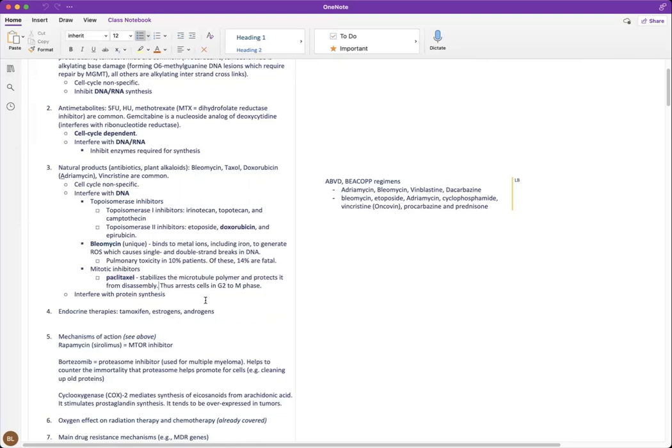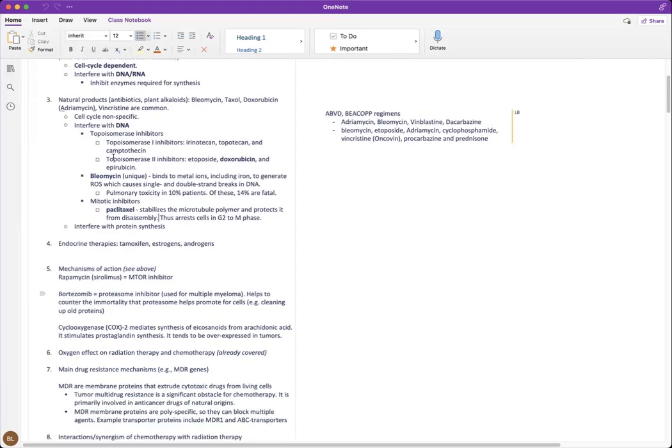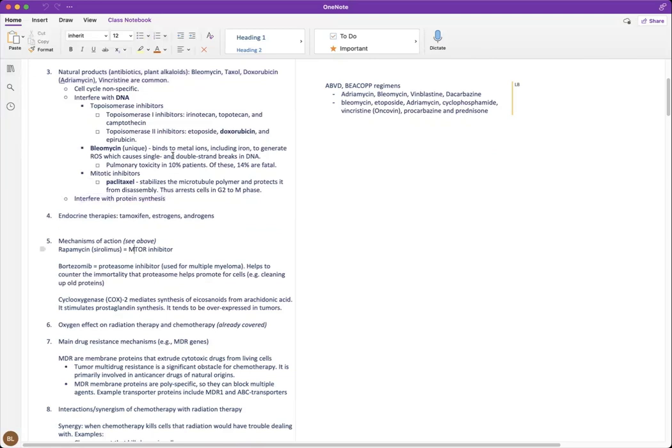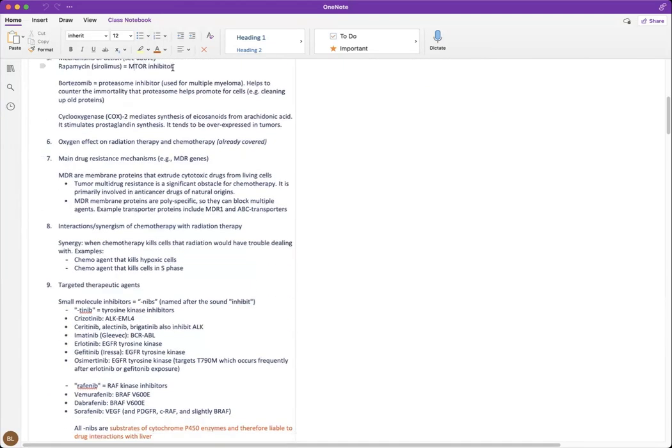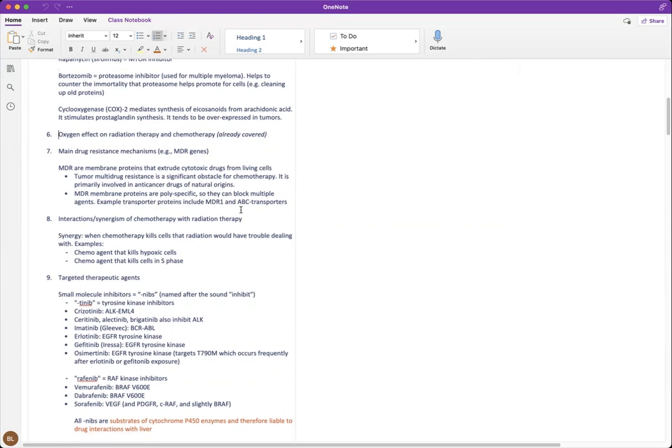Okay, we have endocrine therapies. And then we have some specific mechanisms of action, which are in that spreadsheet. But rapamycin or sirolimus is an mTOR inhibitor, bortezomib is a proteasome inhibitor used in multiple myeloma. Cyclooxygenase or COX-2. And okay, but we've already talked about oxygen effect on radiation and chemotherapy.